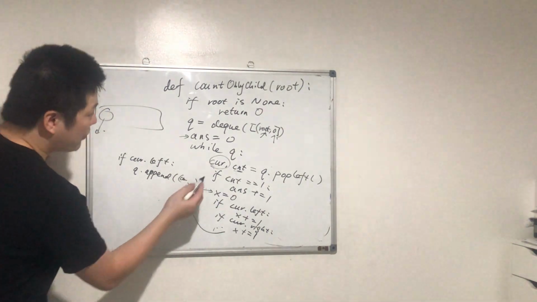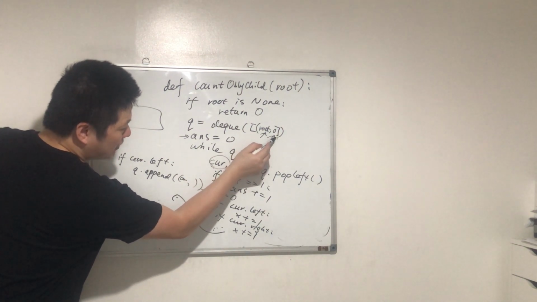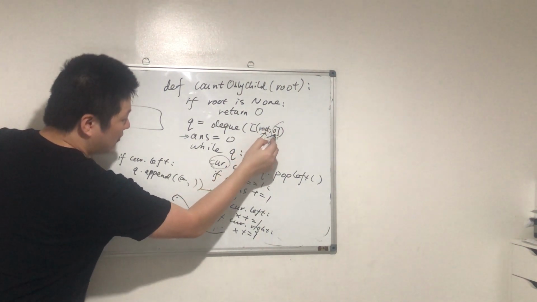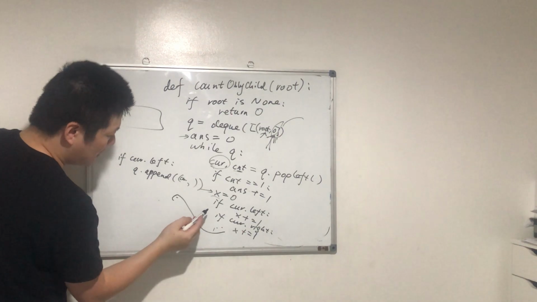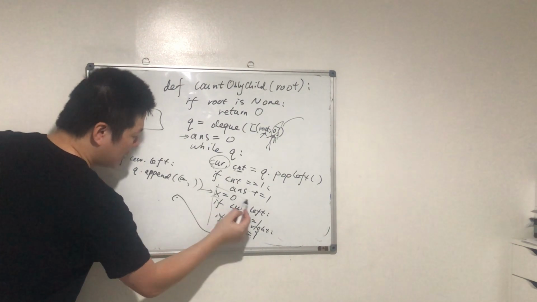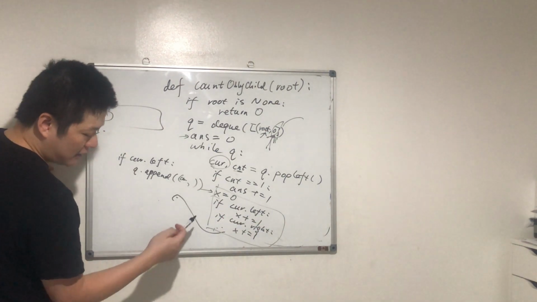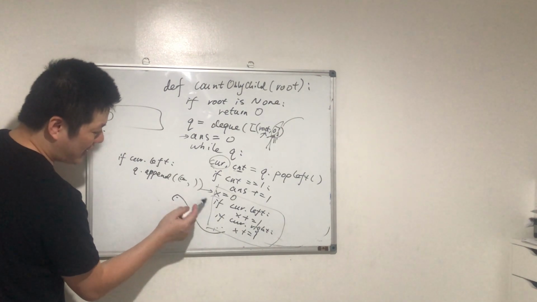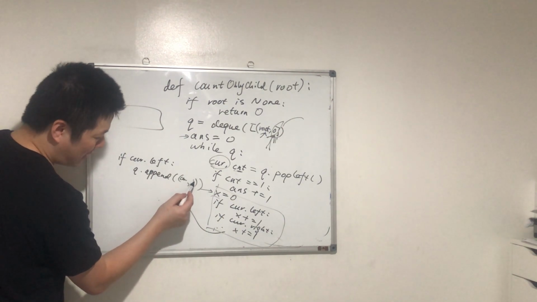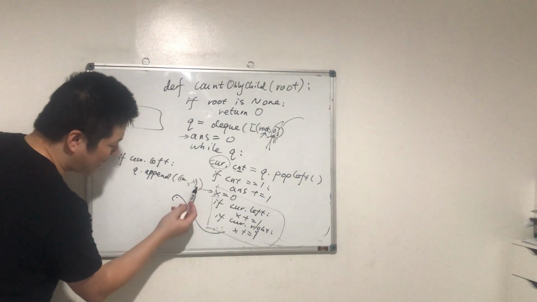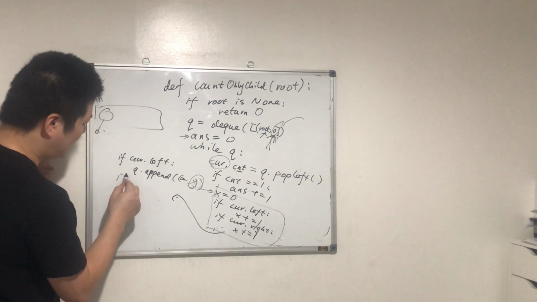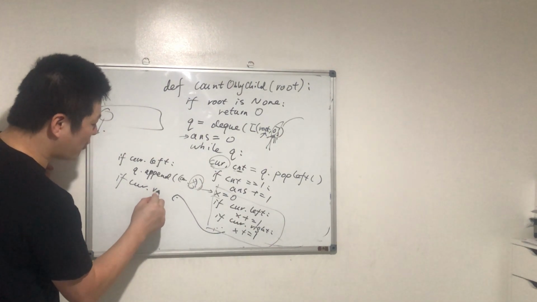No. We are pushing the count. So what's the count here? What's the number? We are counting. And then what should I put here? X. We are counting how many kids this node has, the value. If current.right, what should we do here?